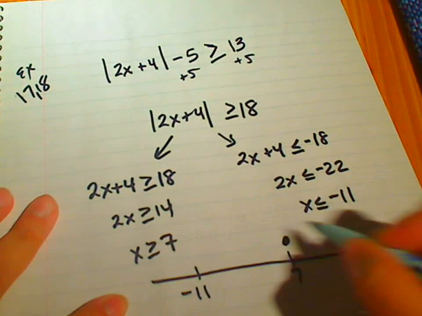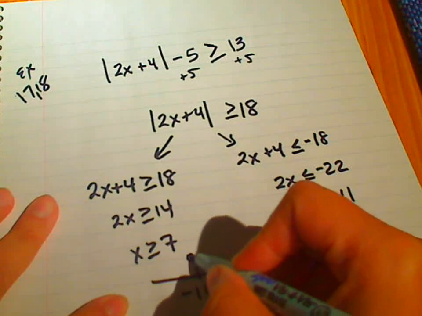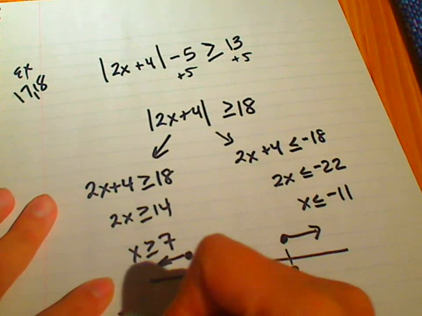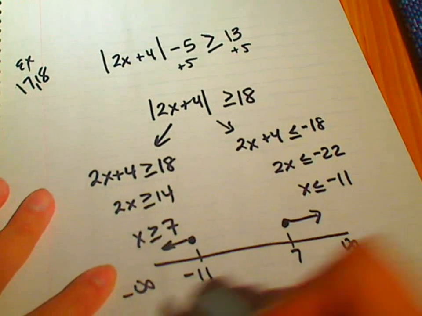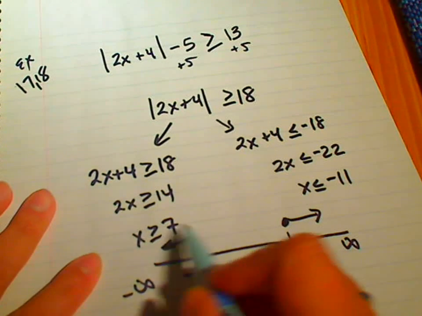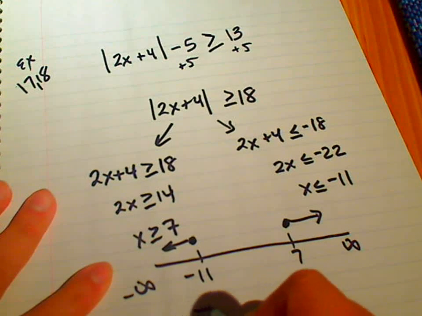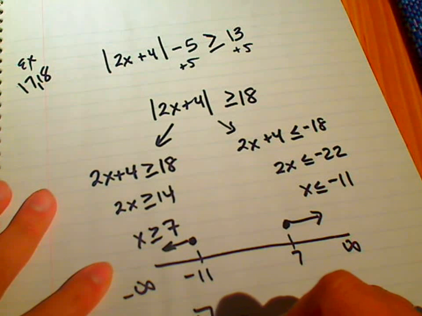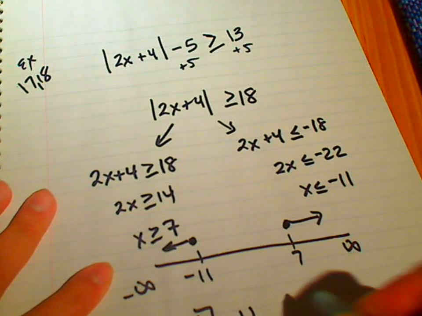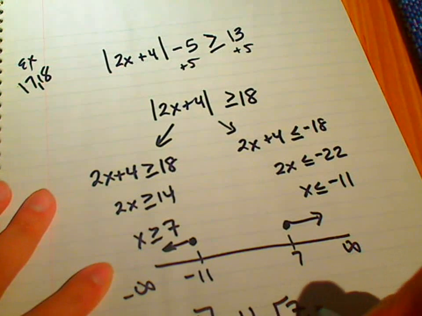This way, numbers are bigger than it. This one, numbers are smaller than it. So I have this solution, negative infinity to negative 11, joined with, or, 7 to positive infinity.